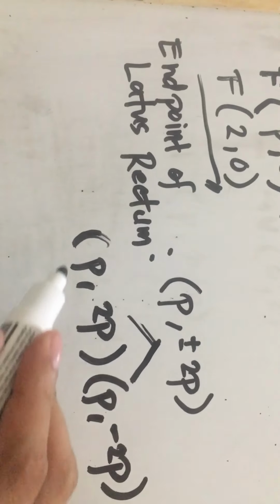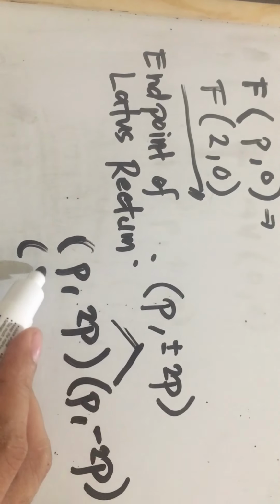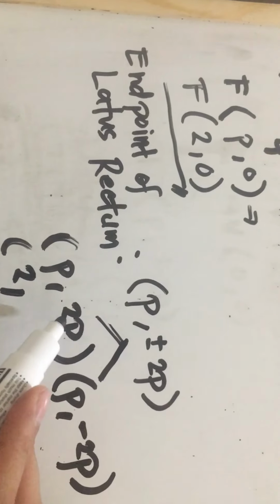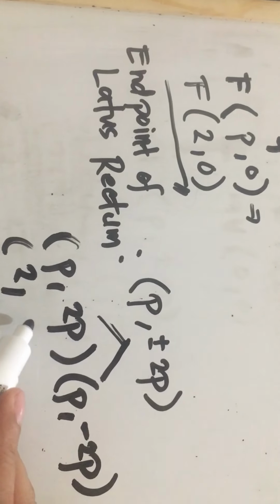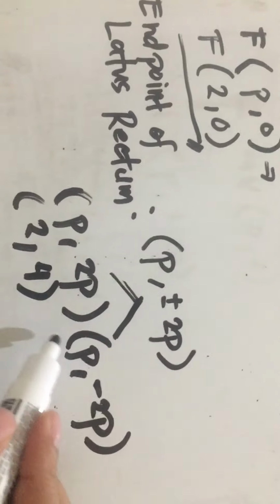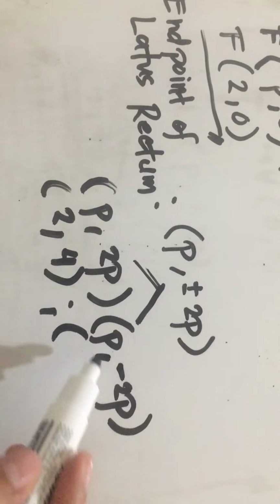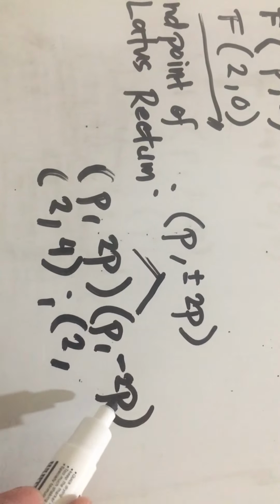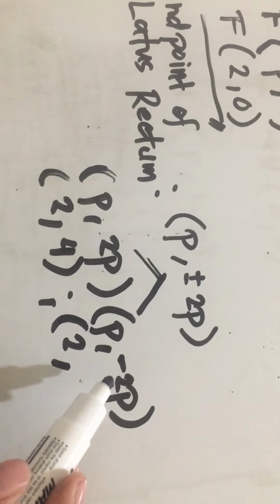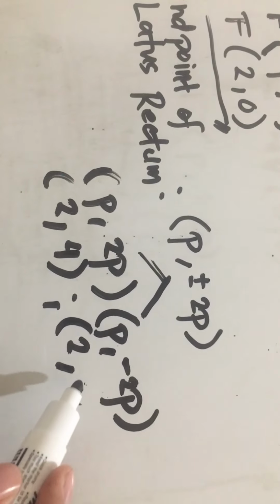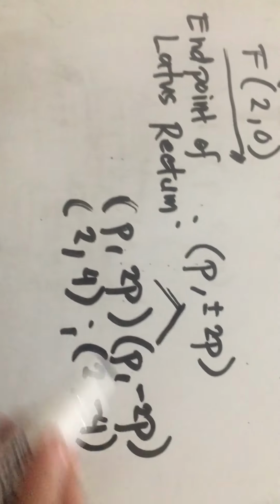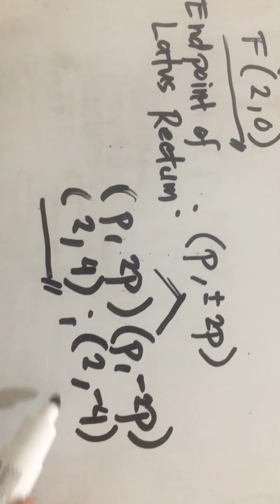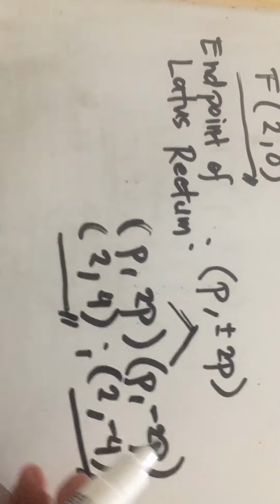So to find the endpoints of the latus rectum, p is equal to 2. That's 2 times p, which is 2, so that is 4. And the other one, your p is 2 again, comma, negative 2 times the p, which is 2. So that's negative 2 times 2, that is negative 4. So these are the endpoints of the latus rectum.